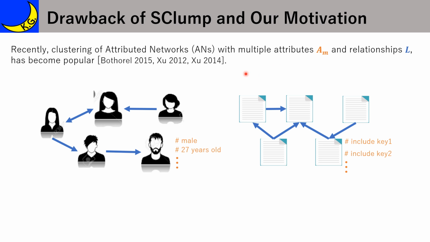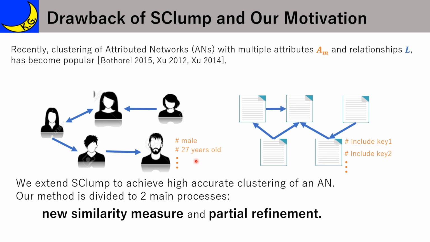The refinement process proposed in SClump can be applicable to the networks in which each object has only a single attribute value, which is not true of our ANs, in which each object has multiple attribute values. And therefore, in our study, we extend the refinement process of SClump to achieve high accuracy clustering of ANs. Our proposed method is divided into two main processes, new similarity measure and partial refinement.